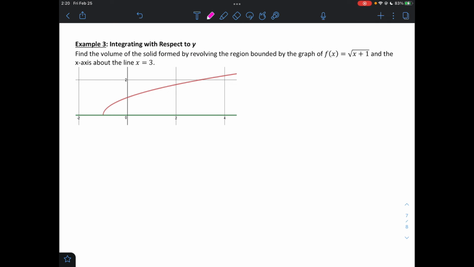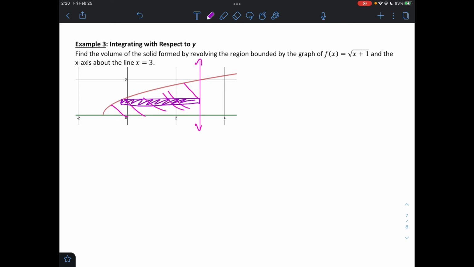All right, example 3, integrating with respect to y in this one here. So find the volume of the solid formed by revolving the region bounded by the graph of f and the x-axis about the line x equals 3. So x equals 3 would be right about there. So there's our axis of revolution. This is our region that we're trying to revolve around it. Let's draw our representative rectangle towards the axis here.